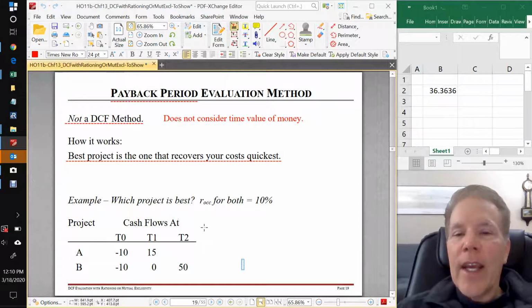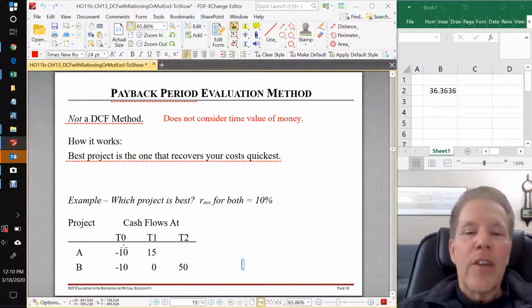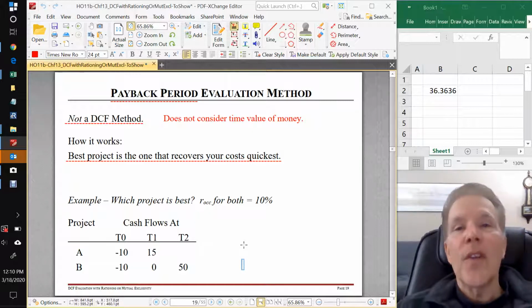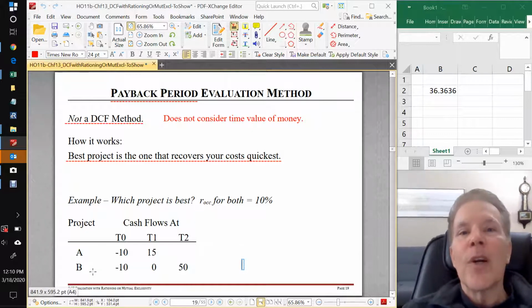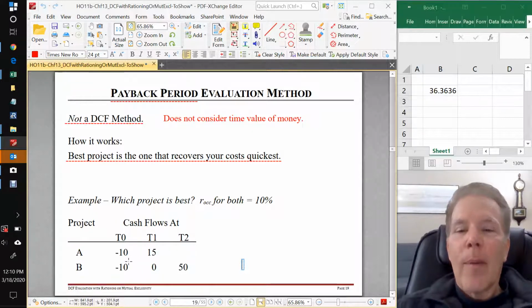And we could say here, project A at t equals 0, we're going to have to spend 10 million, whatever it is. And we believe if we do that, that we'll get 15 million back in a year, and then the project is over. So these aren't equal length, but it doesn't matter for this method. It does matter for our DCF methods. And for B, we'd have to again put in our 10 million at t equals 0. We get nothing at t equals 1, and we'd get 50 million at t equals 2.